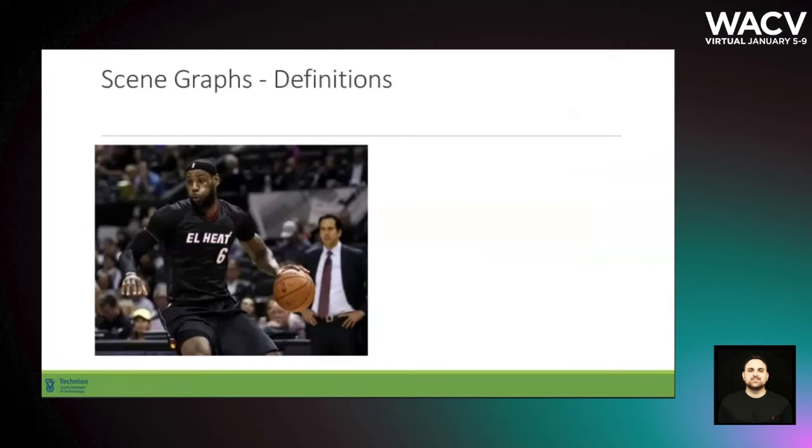We studied the task of scene graph generation where given an image we could decompose this task into two subtasks. The first, detecting the objects, and the second, recognizing the relationships between pairs of objects.